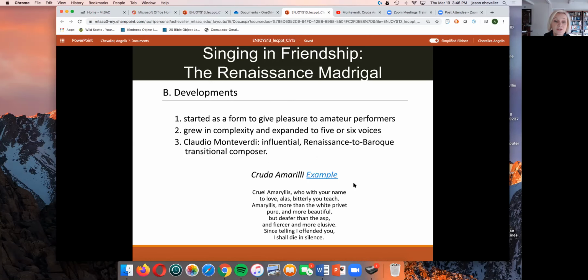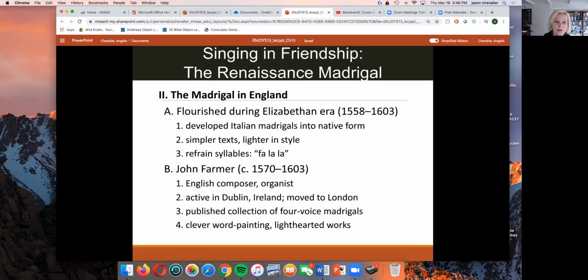But now we're going to move into talking about the madrigal in England. Eventually, those books by Monteverdi made their way all the way up to England, and there were published books, and some English composers took hold of it, and they liked the idea. However, they thought the Italians were a little bit too dramatic, so they created a madrigal that's a little lighter. So the madrigal in England tends to be lighter in style, with texts that are a little less dramatic as well.